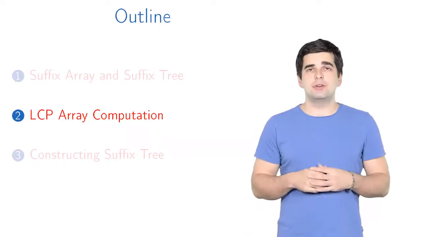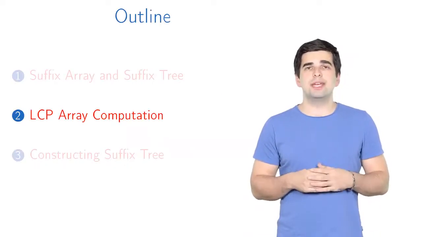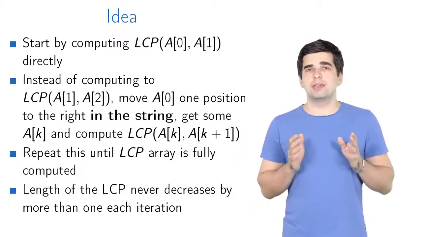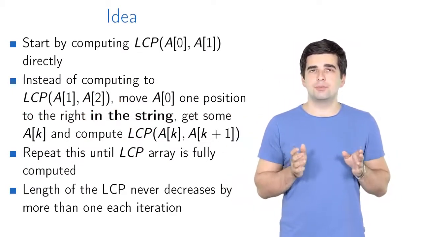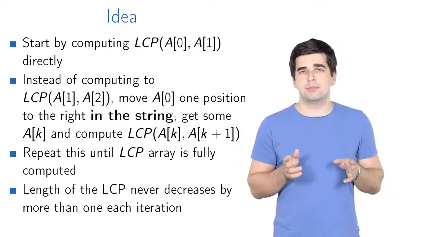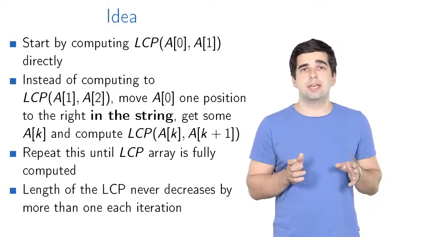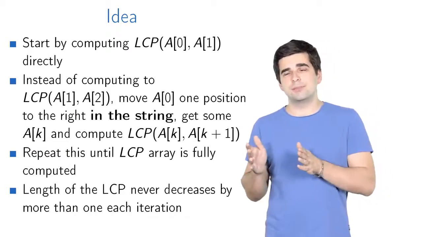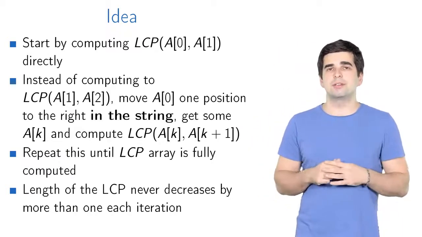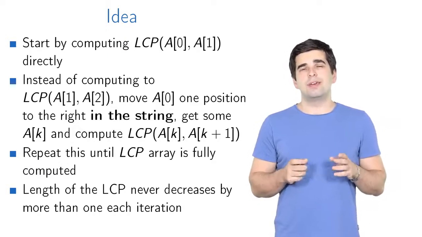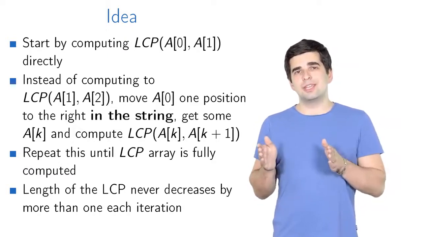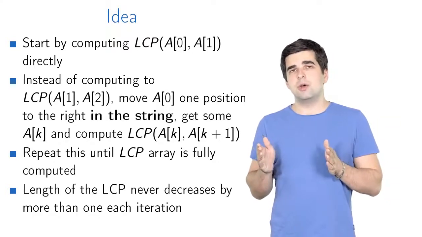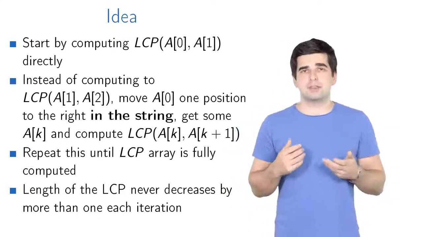Hi! In this video you will learn how to compute the LCP array in linear time. And the main idea is the following. We start by computing the LCP of the first two smallest suffixes directly, by comparing them character by character. But then, on each next iteration, instead of going to the next pair of suffixes in the suffix array, we move the smaller suffix in the string one position to the right, and then compute its LCP with the next suffix in the suffix array.